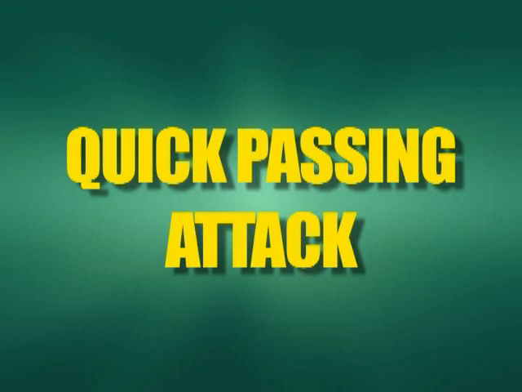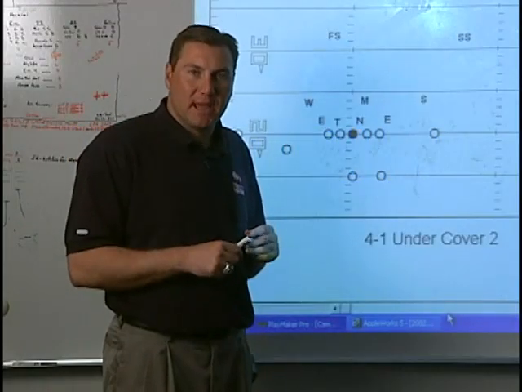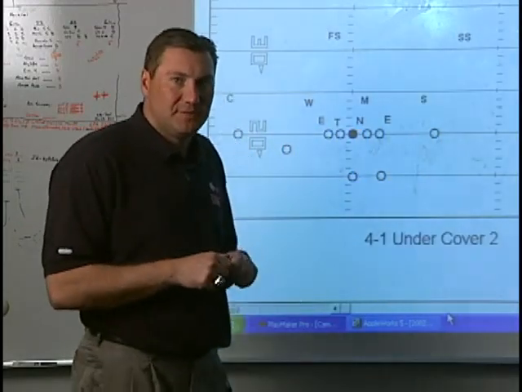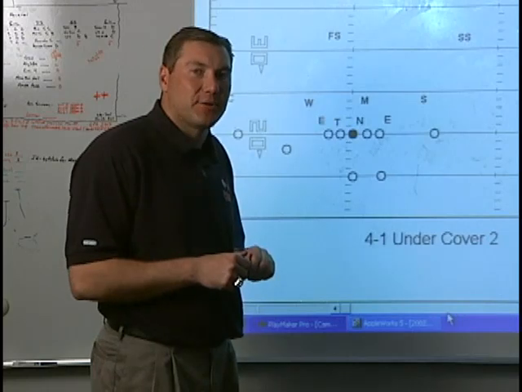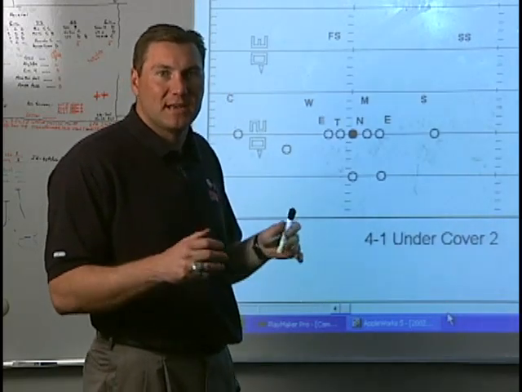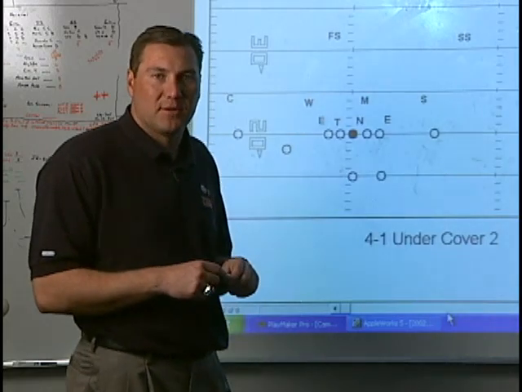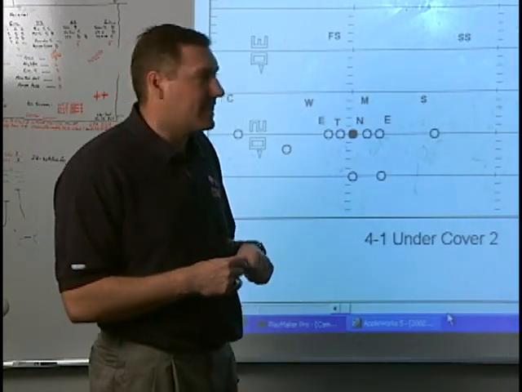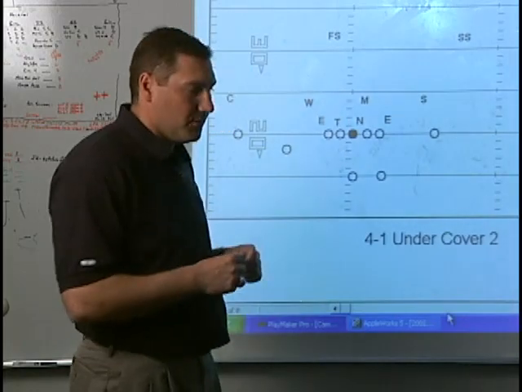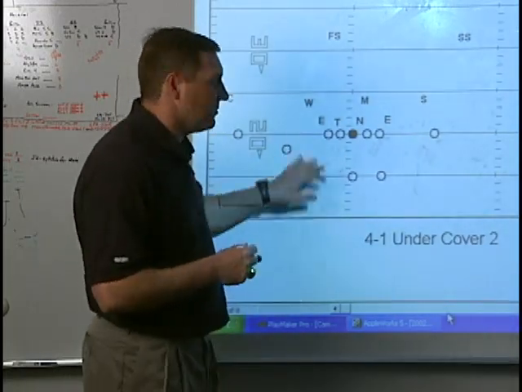The first route part of our passing attack will be our quick game. We use our quick game not only to defeat blitz, but to have quick, accurate throws to force the defense to expand and cover the entire field, which also allows us to open up the running part of our spread attack. The first thing we'll do in one of our base sets is a 2x2 set.